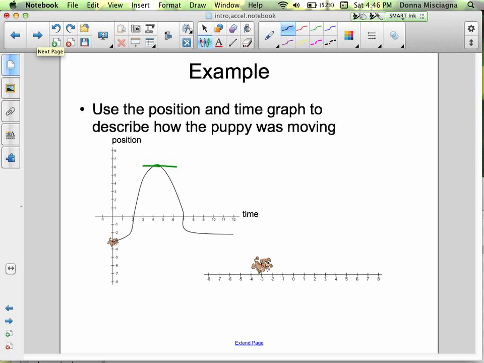Maybe this is a puppy. They don't stop for long. So this is positive. Oops. Oh, I like to do green and positive. Positive and green. So this dog is moving in a positive direction.